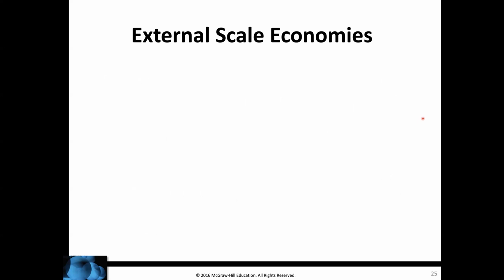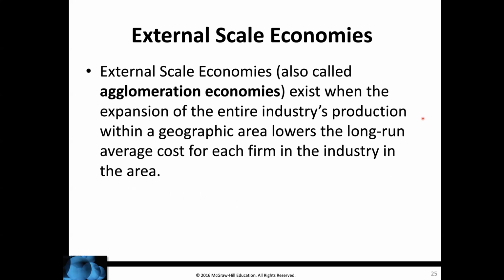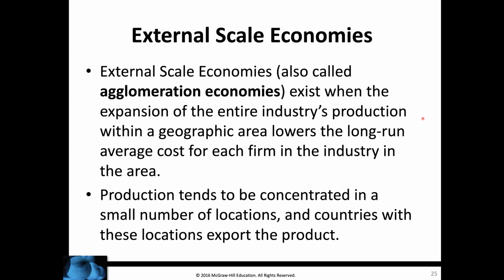Now let's look at external scale economies, which are also called agglomeration economies. They exist when the expansion of the entire industry's production within a geographic area lowers the long-run average cost for each firm in the industry in the area. So we're talking about an entire industry benefiting from lower average costs because of external scale economies. Production tends to be concentrated in a small number of locations, and countries with these locations export the product.